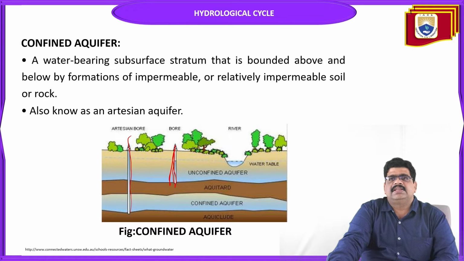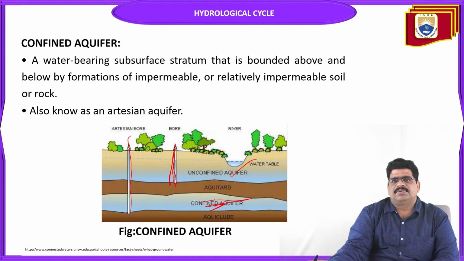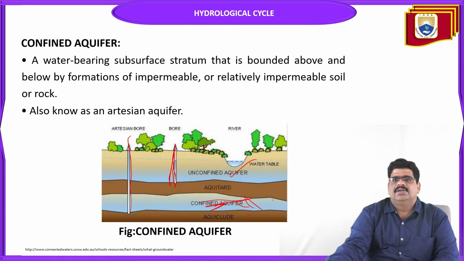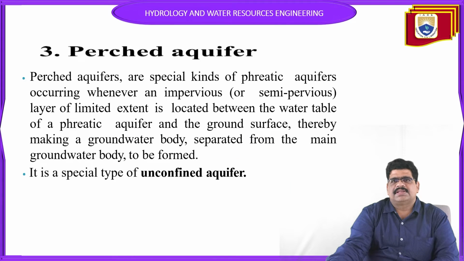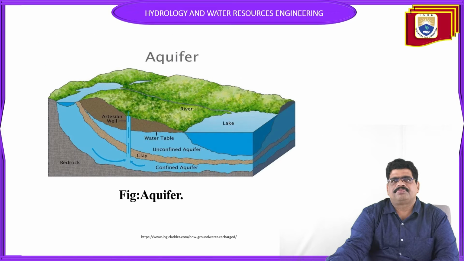Let us see that here: unconfined or confined aquifers and the water table. You can easily understand whether it is an unconfined or confined aquifer. Water can be lost from the edges, and we call it leaky aquifers. These four definitions are very important from the examination point of view.